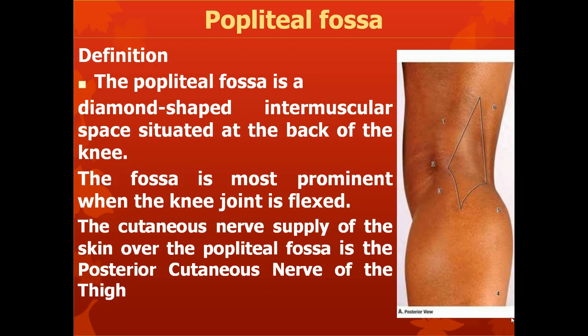The cutaneous nerve supply of the skin over the popliteal fossa is the posterior cutaneous nerve of the thigh. So this is the diamond-shaped fossa present at the back of the knee, and the skin overlying the popliteal fossa is innervated by the posterior cutaneous nerve.